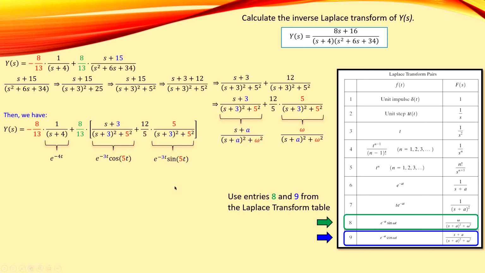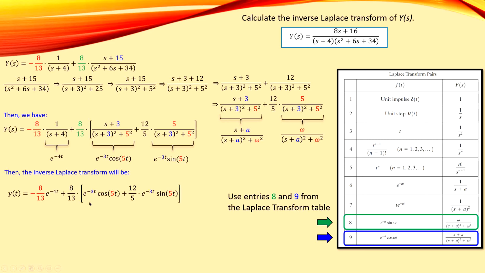So I have now collected all the necessary elements for the inverse Laplace transform of our transfer function. If I now collect them together, then the inverse Laplace transform y of t will be minus 8 over 13 times e to the power minus 4t, which is shown here, plus 8 over 13 times, in brackets, these two values added together, and this one is also multiplied by 12 over 5, which is, of course, the necessary coefficient for the second term.